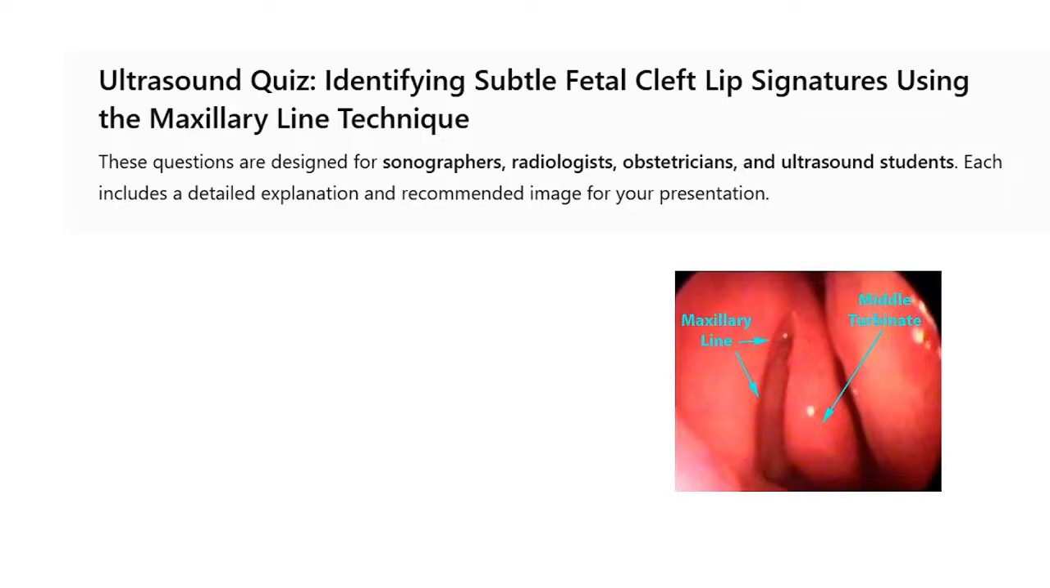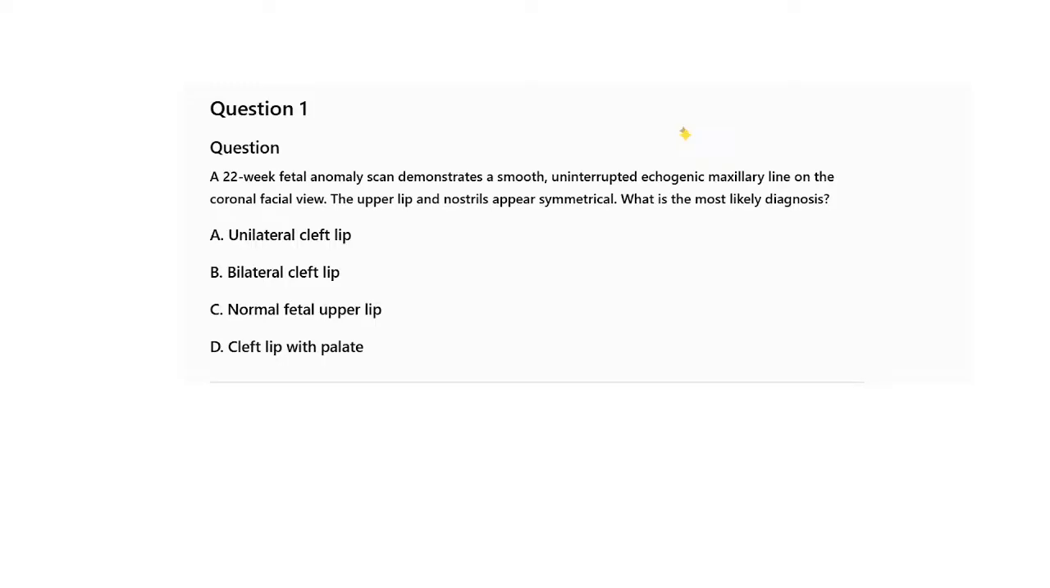So question number 1. A 22-week fetal anomaly scan demonstrated a smooth, uninterrupted echogenic maxillary line on the coronal facial view. The upper lip and nostrils appear symmetrical. What is the most likely diagnosis?